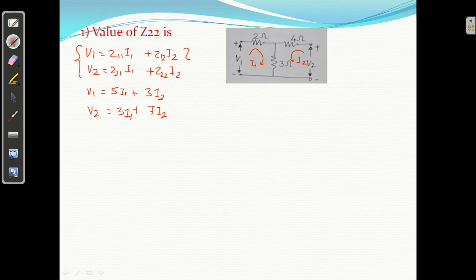If you compare these two equations with the standard ones, you can say Z11 equals 5, Z12 equals 3, Z21 equals 3, and Z22 equals 7 ohm. That is the answer they are asking. In this way you can find any one Z parameter.